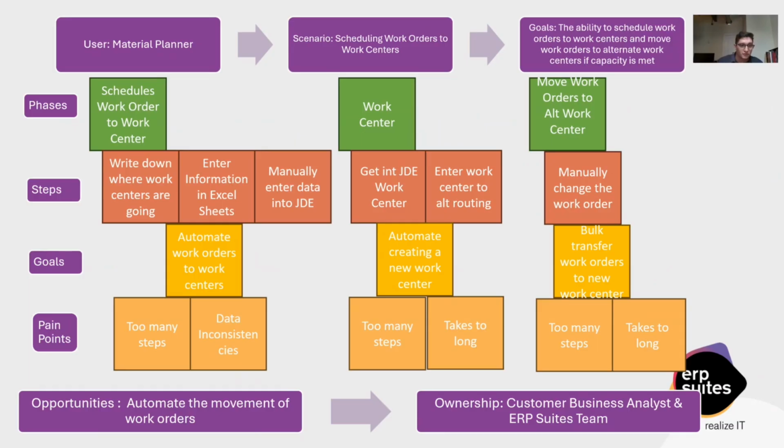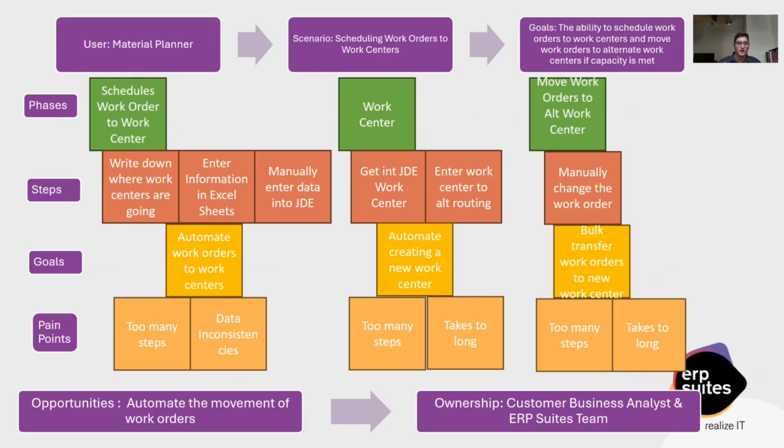So when talking to this customer, they had to write down where certain work centers or work orders were going in Excel sheets. They had to enter data manually in JD Edwards. They had to get that information from JD Edwards Work Center and then enter work center information to an alternative routing. And then they had to manually change the work order. So what I'm basically dictating there is just a lot of different steps located in those phases. So you just want to map out every specific step.